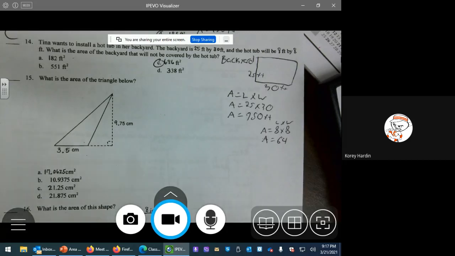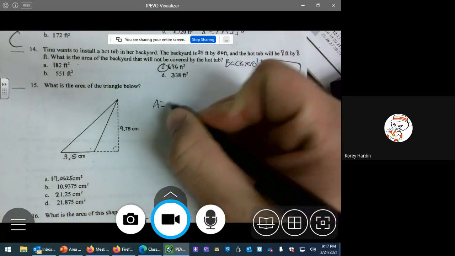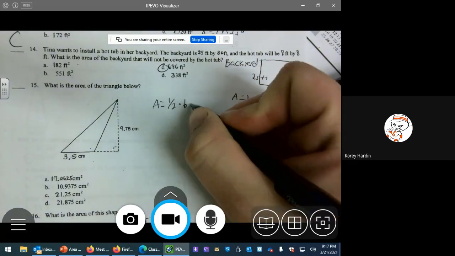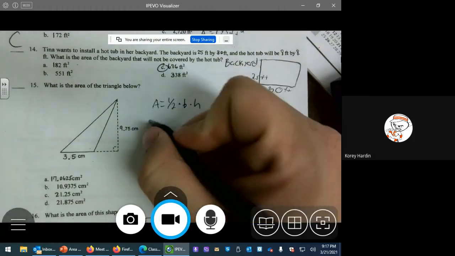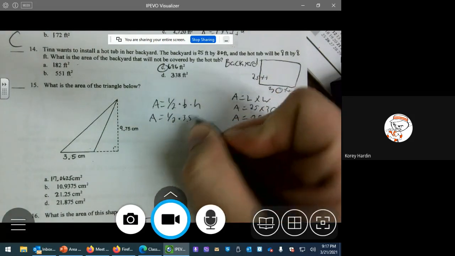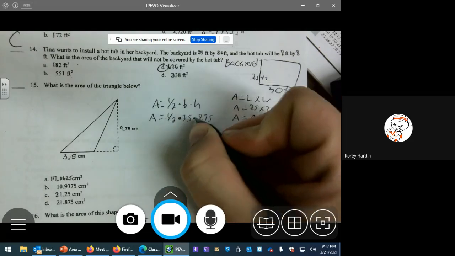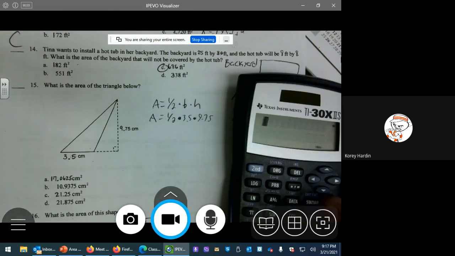All right. What is the area of the triangle below? So for a triangle, as always, I've got area equals 1/2 times base times height. So area equals 1/2 times 3.5 is my base times 9.75 is my height. And yeah, I will be putting that into the calculator for sure.